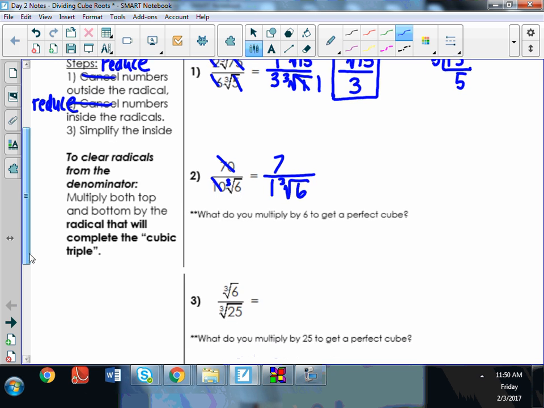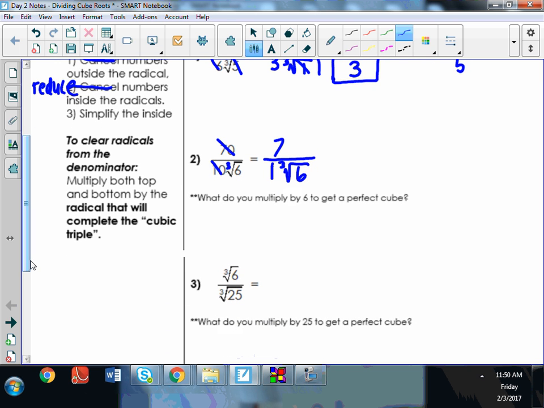So I reduced, but I still have a radical in the denominator. I'm not allowed to have that. I have to clear the radical from the denominator. So I want to multiply both the top and the bottom by a radical that will complete the cubic triple. Because if it was a square root, we'd just multiply it by square root of 6. But it's not a square root. It's a cubed root. So I have 1 6.